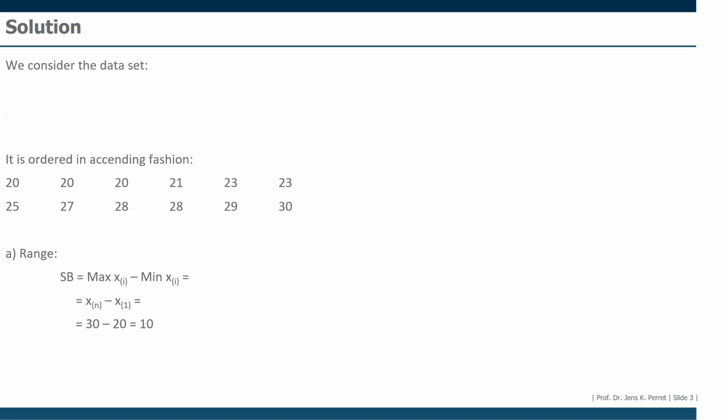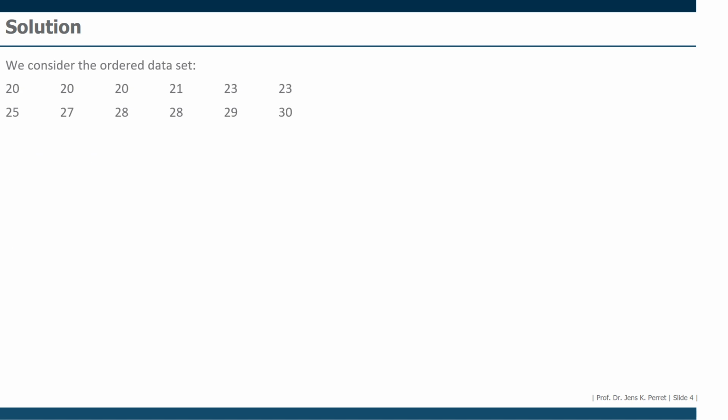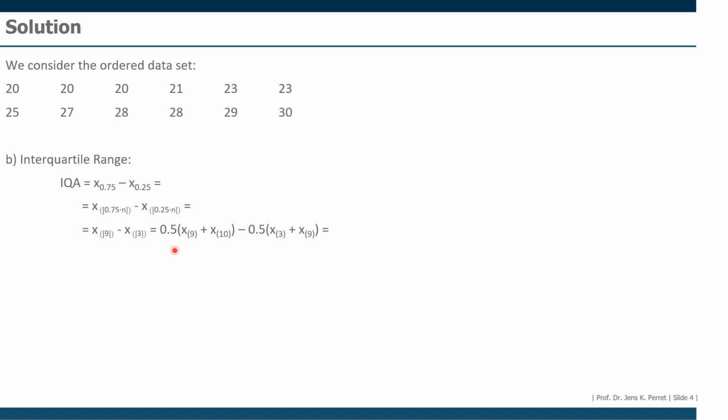Part B is similar in the calculation. Here I'm going to use the same ordered data set, but for the interquartile range, I have to calculate the difference between the third and first quartile, so the 75th percentile and the 25th percentile. Those values I'm going to calculate in the following way. I'm going to multiply 0.75 with the number of observations and 0.25 with the number of observations. If I do this, I get 9 and 3.